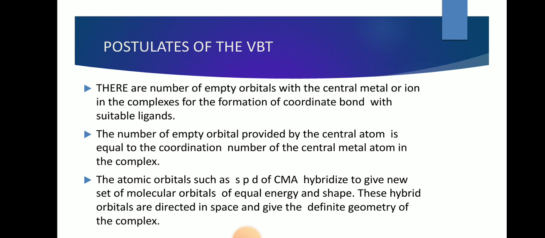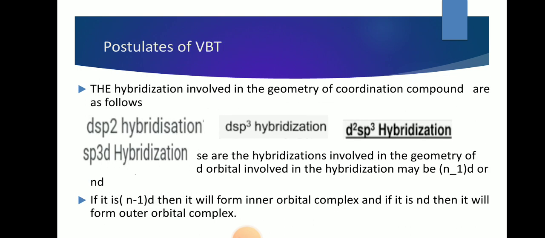The atomic orbitals such as s, p, d of central metal atom hybridize to give a new set of orbitals having equal energy and shape. These hybrid orbitals are directed in space and give the definite geometry of the complex. The hybridizations that are involved in the geometry of complexes are dsp2 hybridization, dsp3 hybridization, d2sp3 hybridization, and sp3 hybridization. These hybridizations involve the use of d orbital.